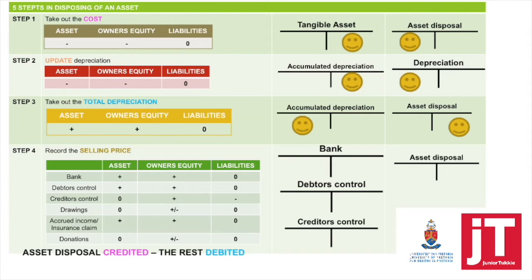If I look at step number 4, we call it the selling price. We can dispose of the asset by selling it for cash, then my details is bank; on credit, then debtors control; trade it in, then creditors control; the owner took it for personal use, then it's drawings; it was stolen, then it's accrued income or the insurance claim; donations. Irrelevant of how we sold the asset, the asset disposal account is always credited and the rest is going to be debited.